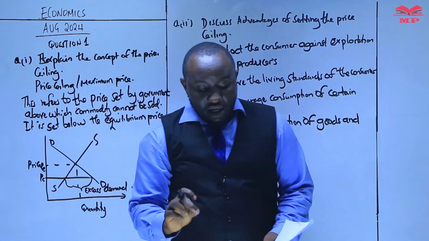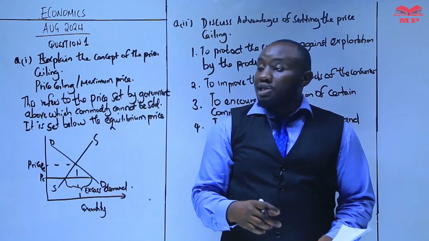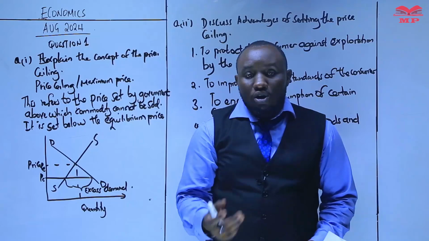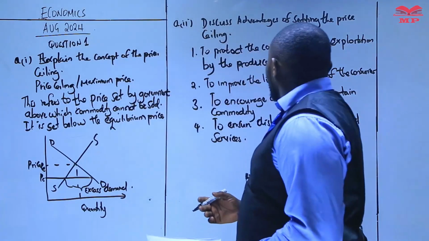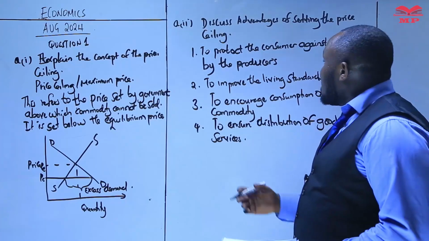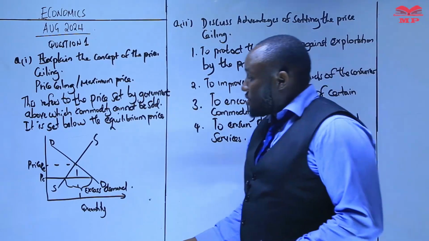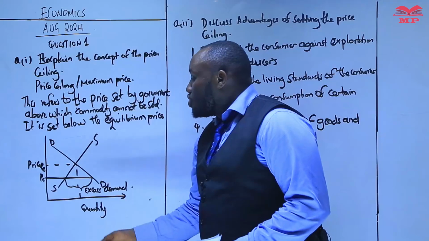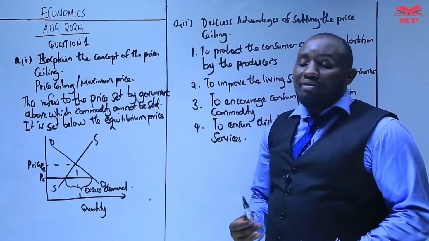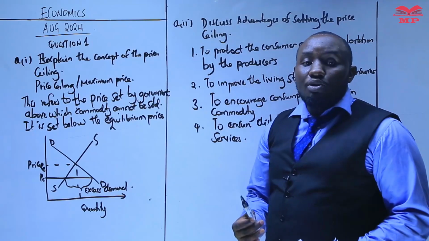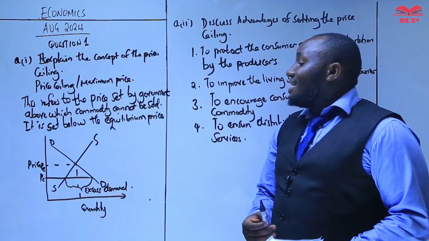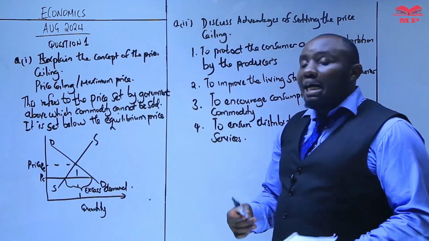The examiner was looking at this, and discuss means that you can explain. For each point there are 2 marks. For example, when you say to protect the consumer against exploitation by the producer, whenever prices are set below equilibrium, we have excess demand. We know that when prices are low, demand is high. So basically, consumers are protected.